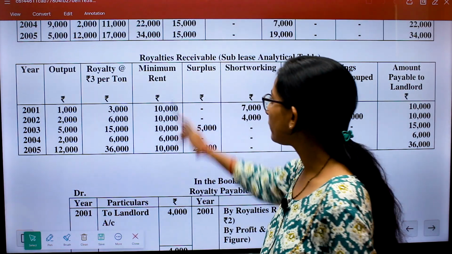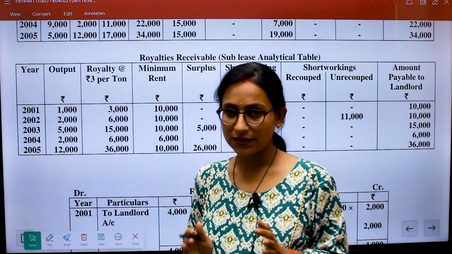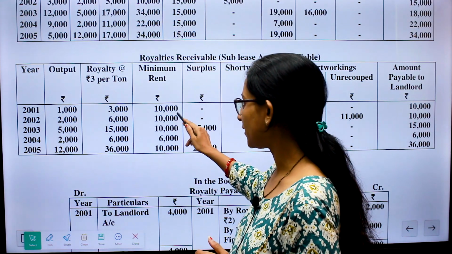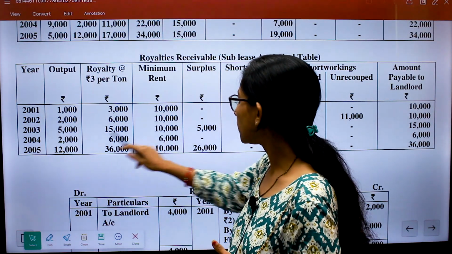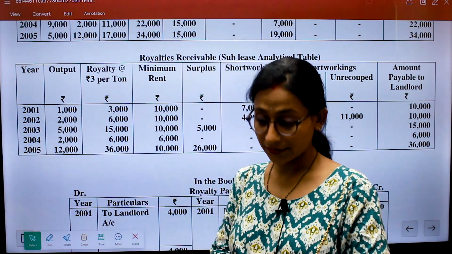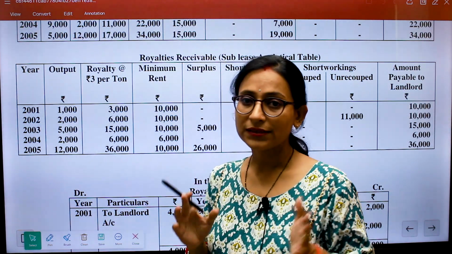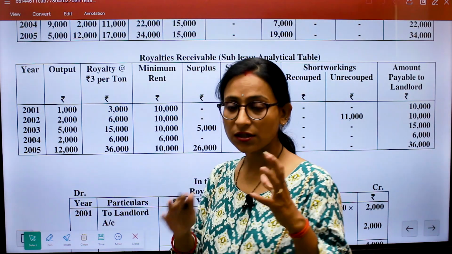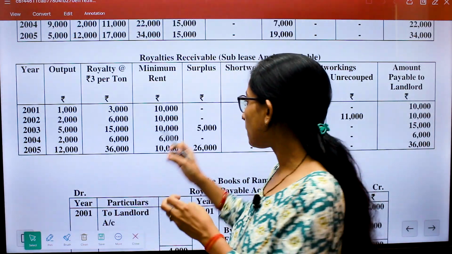Okay. Then the minimum rent is given, that Gopal has to pay to Ram rupees 10,000. So in the first year he has paid 10,000 as a minimum rent. In the second year 10,000, in the third year 10,000, but in the fourth year we have written 6,000 instead of the minimum rent 10,000. Why? Because in the fourth year there has been a strike. Whenever there is a strike, whatever the royalty amount comes, that same amount we will consider as the minimum rent.